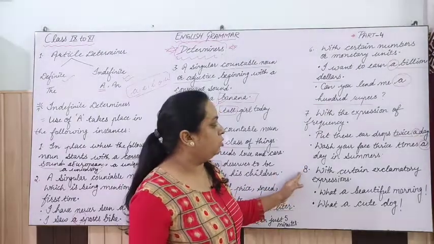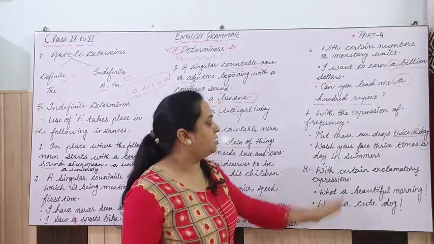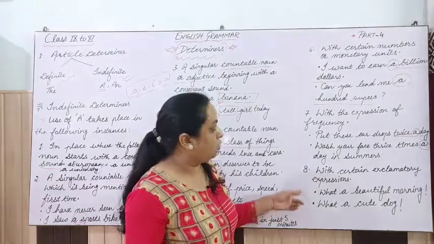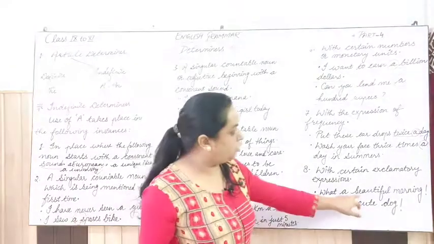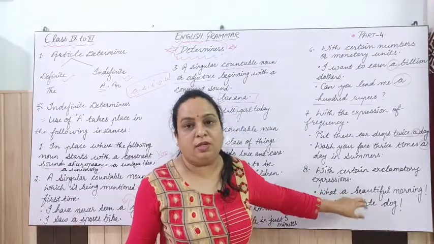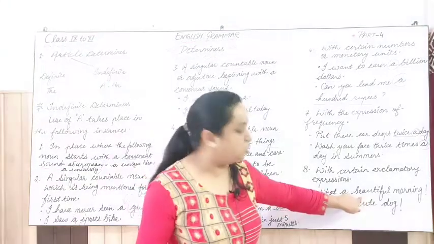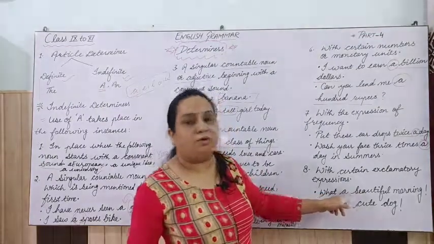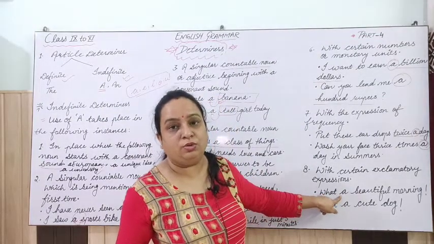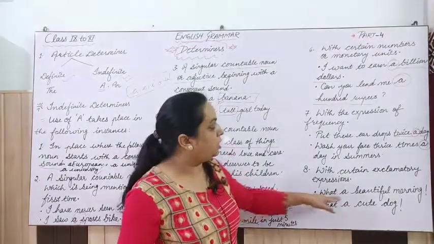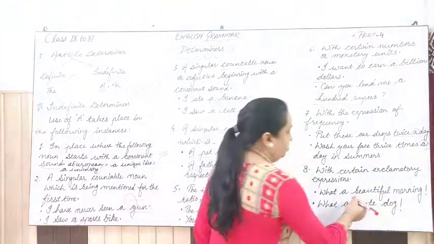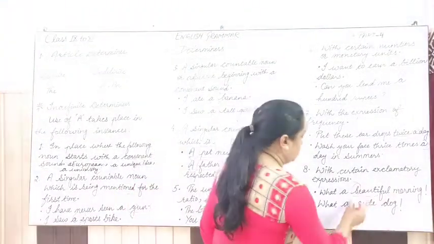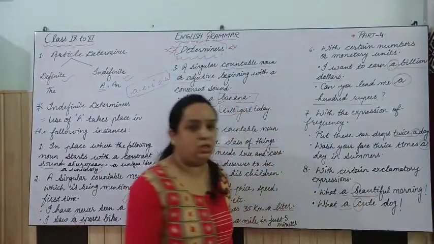Next is the 8th rule, with certain exclamatory expressions where we have to use what. Okay, so it may be in the case of that consonant should be there, right? If the vowel is there, then you have to use an. But if consonant sound is there, consonant letter is there, then you have to use a. What a beautiful morning. So this beautiful is what? That is a consonant sound here. What a cute dog. So C is a consonant and that's why we are using a here.